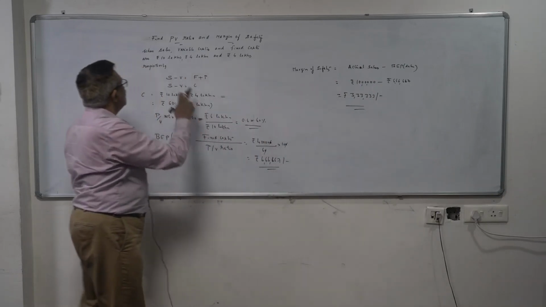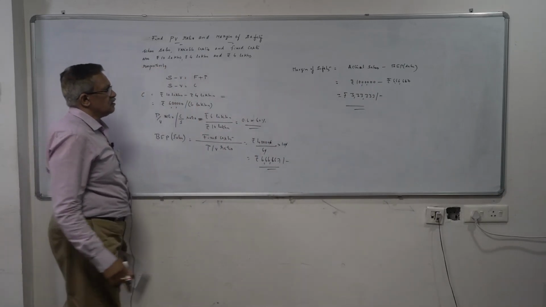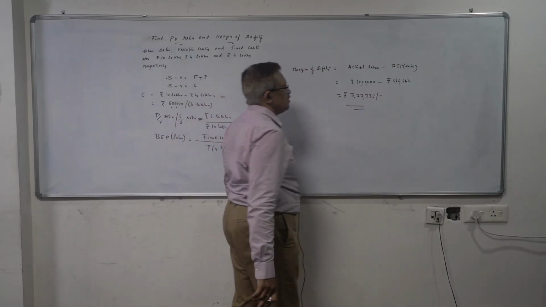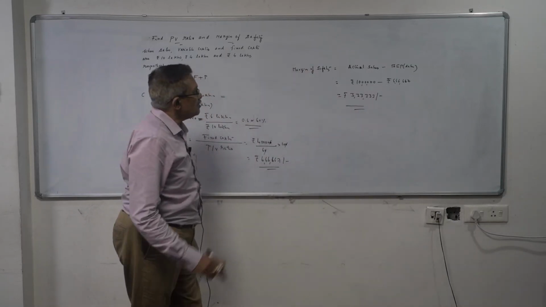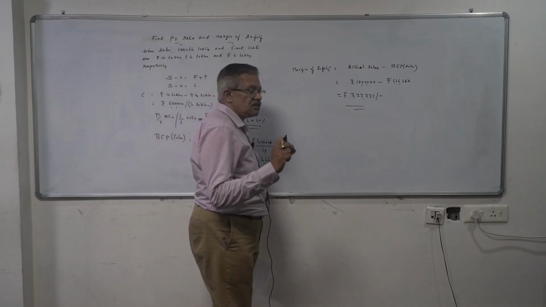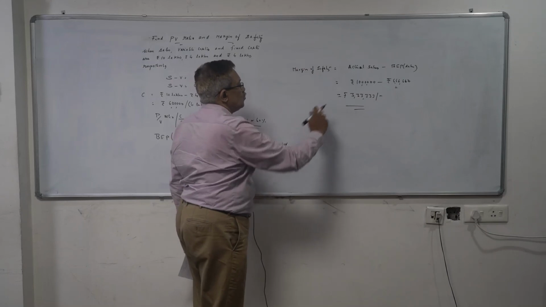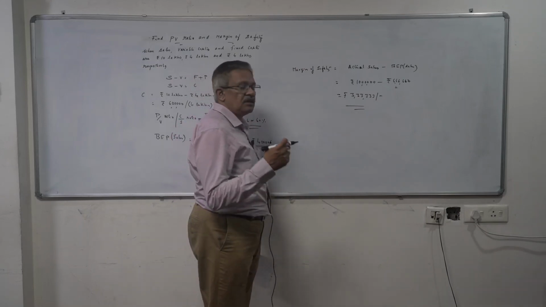We know that the actual sales are 10 lakhs rupees. The break-even sales are 6,66,667, which we calculated, and this works out to 3,33,333.